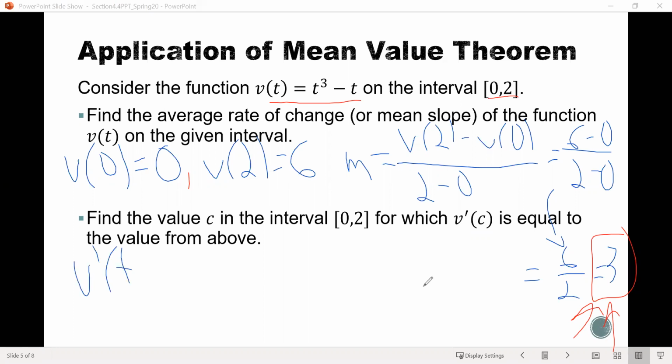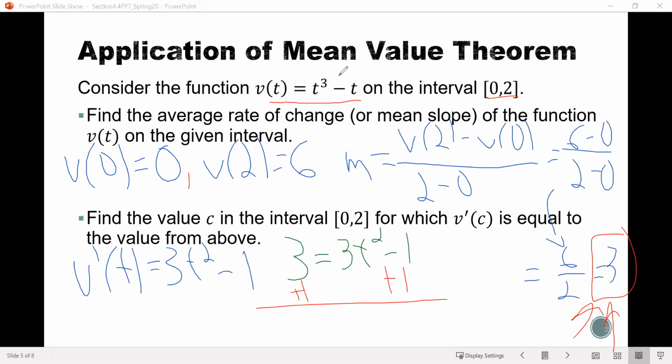Find v prime of t, 3t squared minus 1. Set that equal to the value we have there for the slope, so 3 equals 3t squared minus 1. Solve for t here. We can do that by adding 1 on both sides, so we get 4 equals 3t squared, then divide by 3 on both sides.